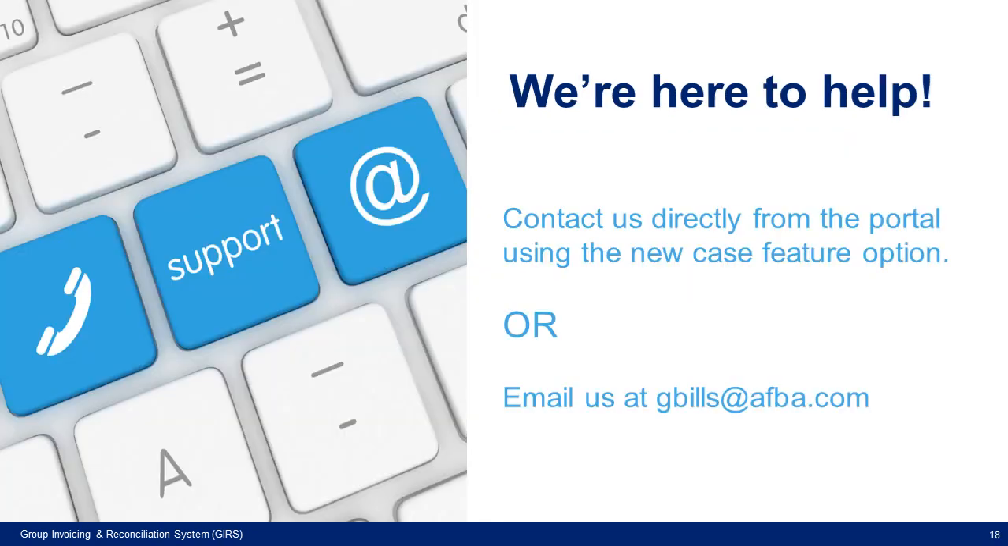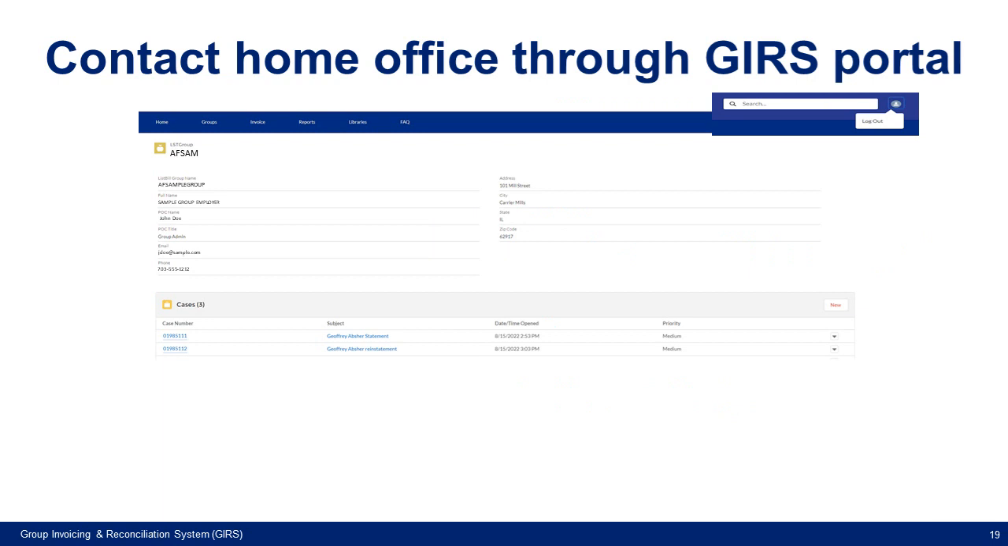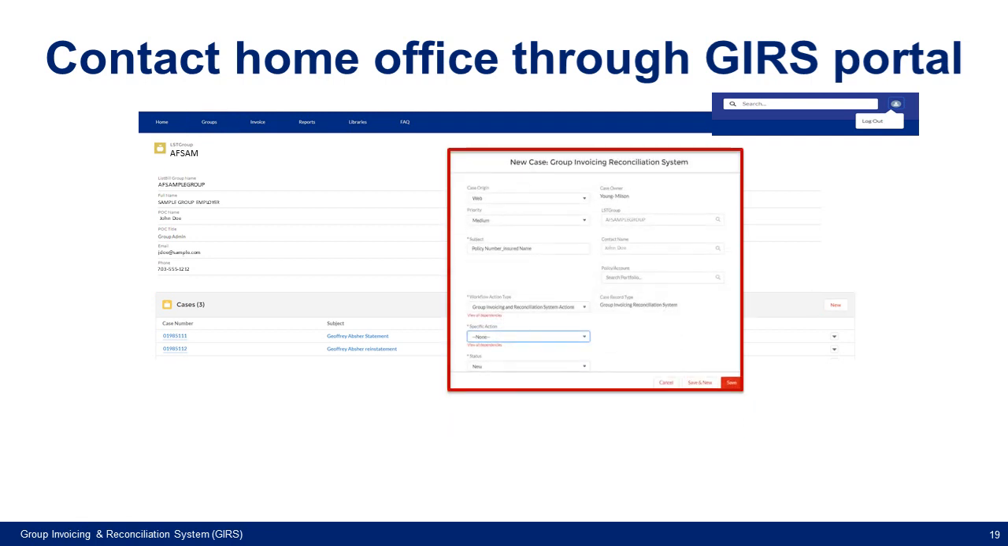If you have any questions or need assistance, please contact us through the GIRS portal using the Case Feature option. We can also be contacted via gbills@afba.com. To contact the Home Office directly from the GIRS system, click on Groups. Scroll down to New and use the New Case option. On the pop-up screen, populate the subject, specific action, contact name or administrator's name, and policy/account. In the description box, submit questions and click Save.